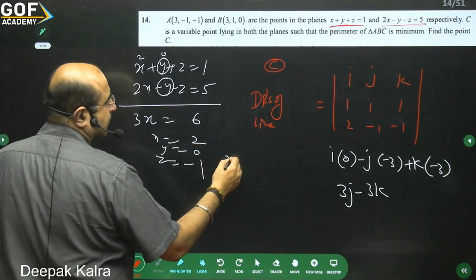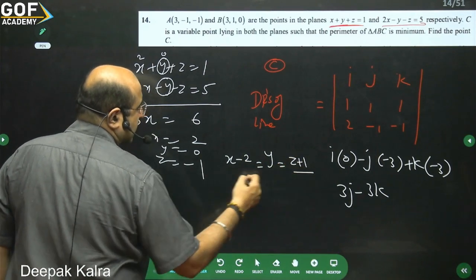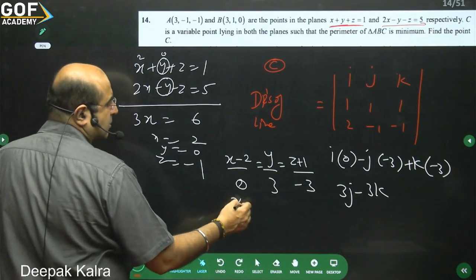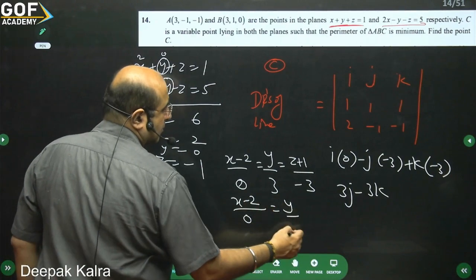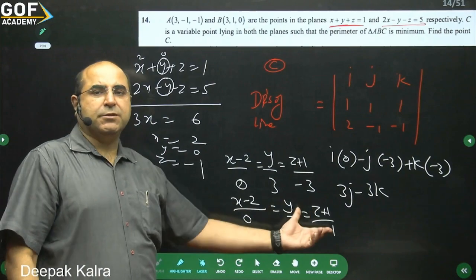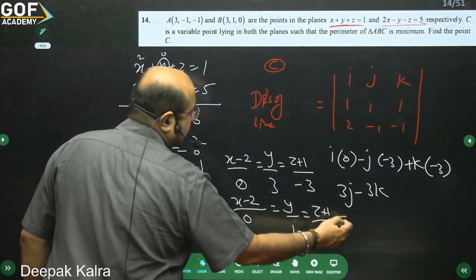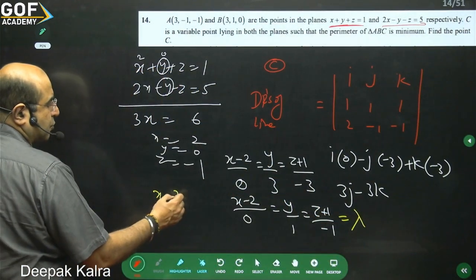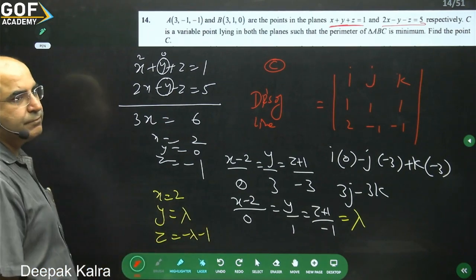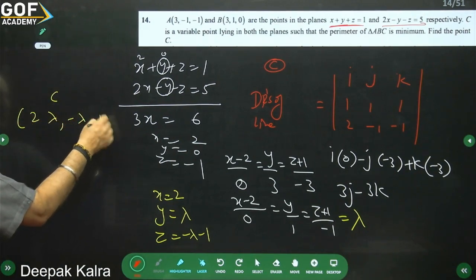The equation of line becomes (x minus 2) over 0, y over 3, (z plus 1) over minus 3. I can remove 3 also. This is the equation of the line of intersection. We need to take a point on this line. Let us take it as lambda. So x becomes 2, y becomes lambda, and z becomes minus lambda minus 1. So the point C is obtained as (2, lambda, minus lambda minus 1).